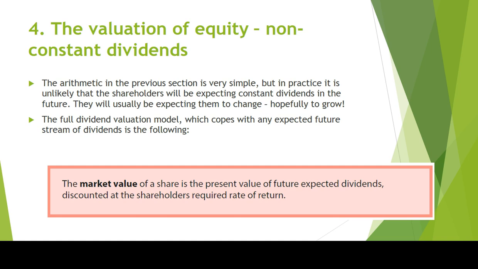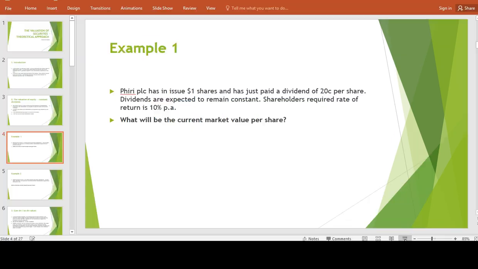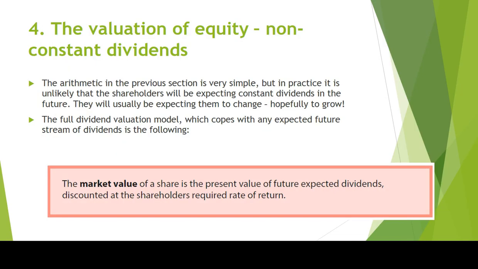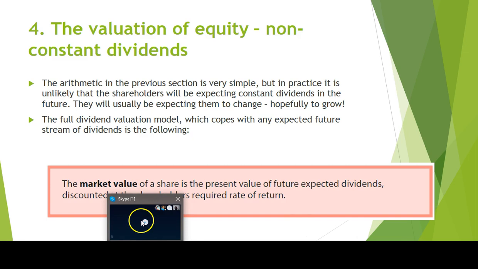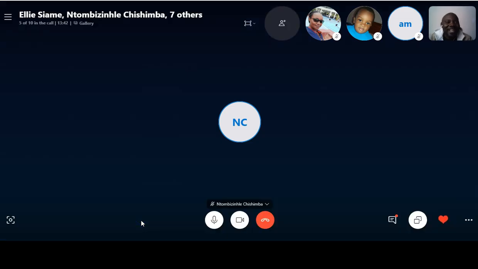The arithmetic we looked at in the previous section was very simple. But in practice, it is unlikely that the shareholders will be expecting constant dividends in the future. They usually expect them to change, hopefully to grow. But there are times when dividends will not be declared. There are a number of reasons.